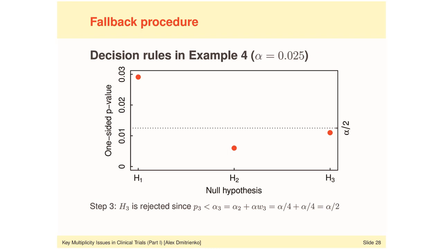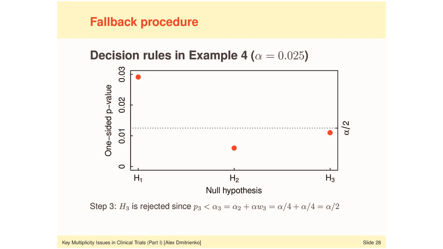And this last hypothesis will be tested in step 3 based on the sum of the pre-assigned level, which is alpha times W3, and the significance level that was carried over from the immediately preceding hypothesis, which was H2. We can verify here quickly that the sum is equal to alpha over 2. The orange dot that corresponds to the p-value associated with H3 is below this resulting threshold of alpha over 2, and therefore the fallback procedure rejects this hypothesis H3 in the last step.